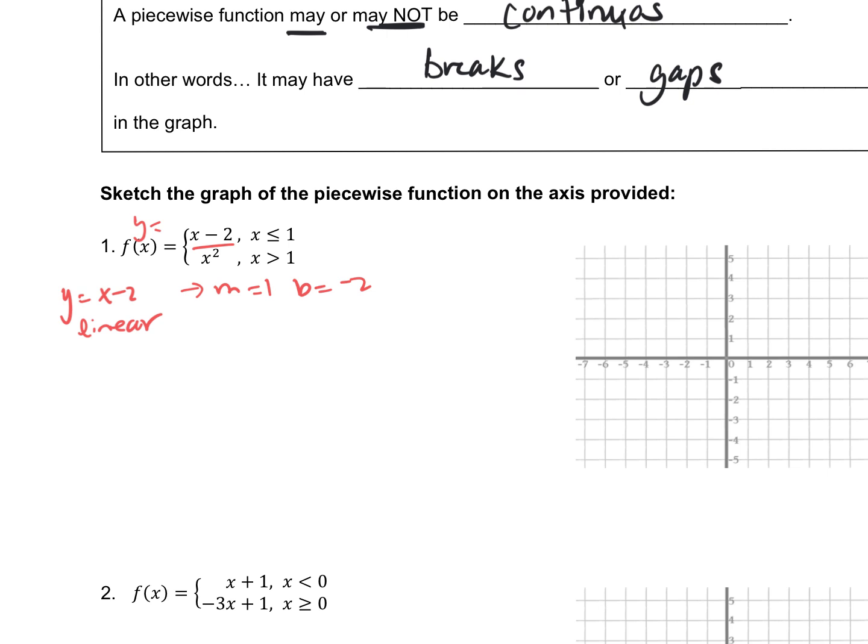So go to your graph and graph that. Again, don't worry about the domain restrictions. So I know that I'm going down to negative 2. Then up 1, over 1 for my slope. Go both directions so you know for sure what you're looking at. Use a straight edge if possible. You will get one on the test, and I'll expect you to always have a straight edge. Your ID works, as a matter of fact.